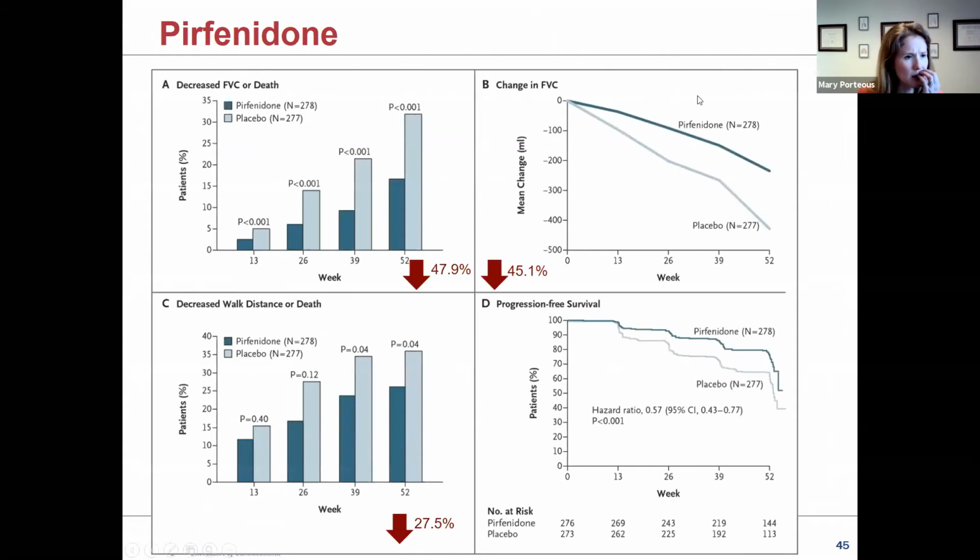What it's shown is that compared to people who did not get the drug, people who did get pirfenidone had about a 48% decrease in the likelihood of a decreased FVC or death. Compared to people who did not get the drug, you had about a 45% smaller FVC decline, about a 28% change in the walk distance or death, without any true impact, and then an improved progression-free survival, and that was a composite of FVC or death. So it does pretty well.